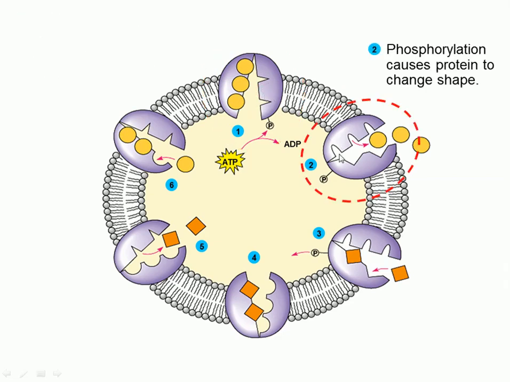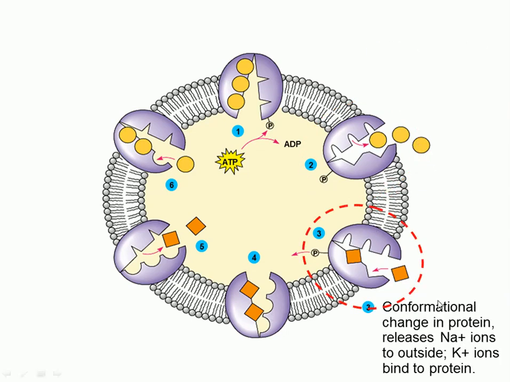Now, the sodium potassium pump is facing outside. By this, 3 sodium ions can be released out of the cell. At the same time, 2 potassium ions, which are outside of the cell, will bind to their binding site in the sodium potassium pump. The binding of 2 potassium ions to the sodium potassium pump causes the phosphate, which was originally attached to the pump, to be detached.